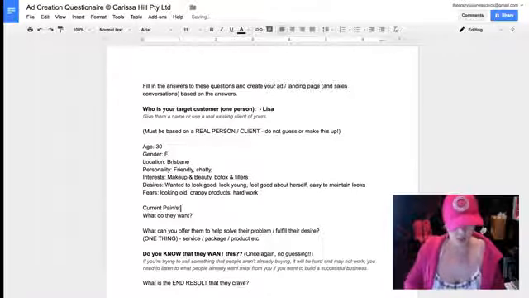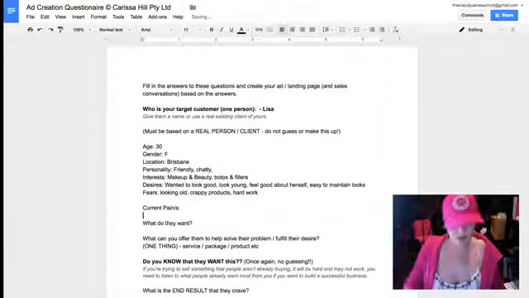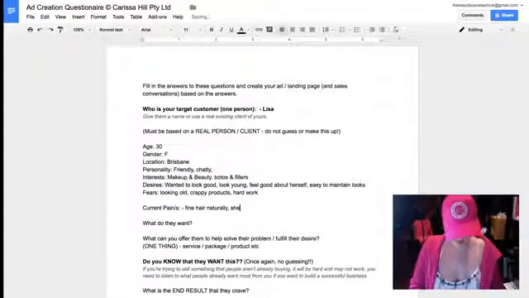Her current pains, when she came to us, first of all, the reason why she came in for hair extensions is because she has fine hair naturally. She'd had hair extensions before, but I'll get into that in a minute. She just had a bad haircut, and felt like crap about herself.